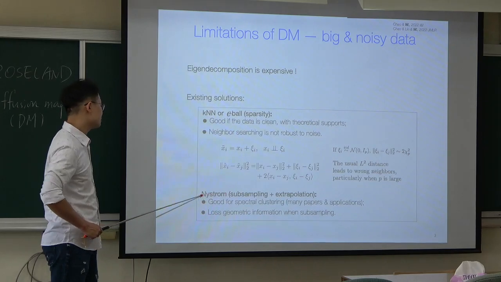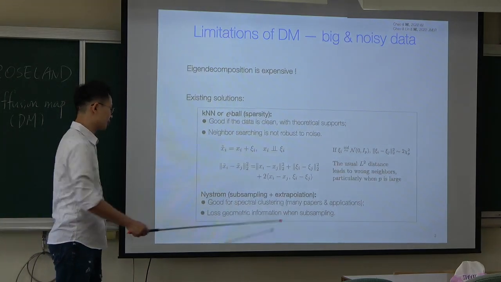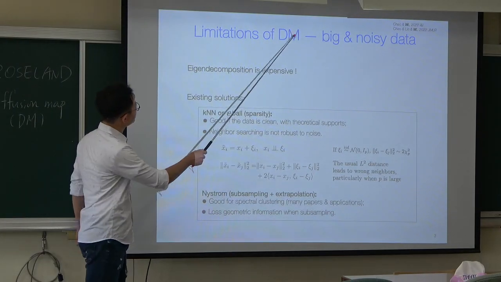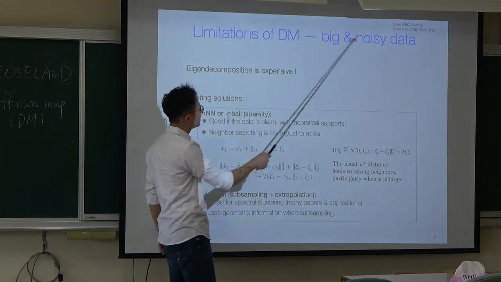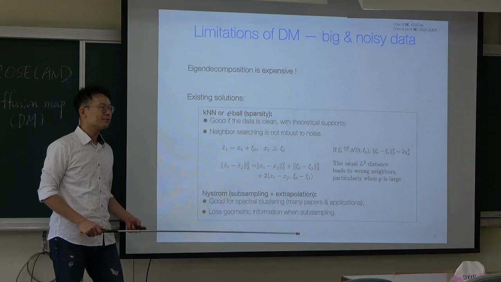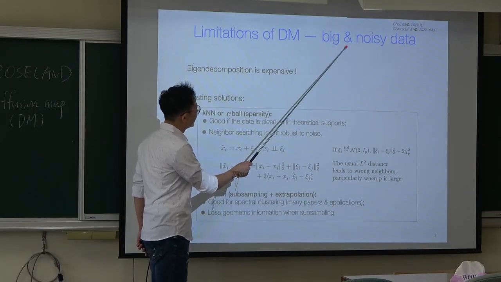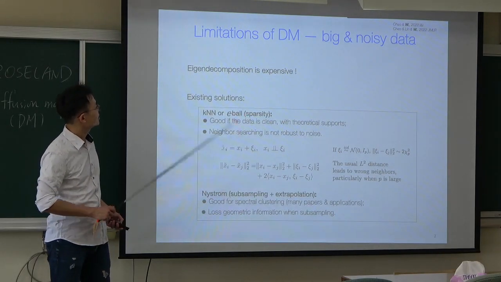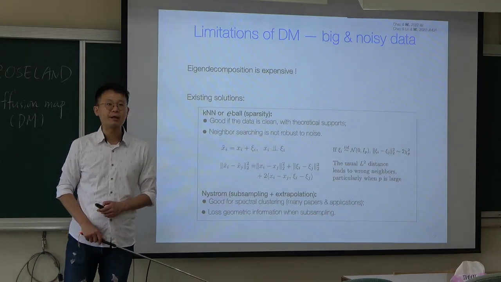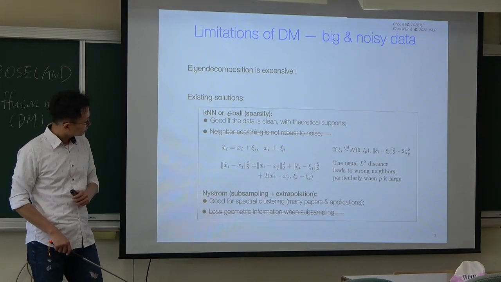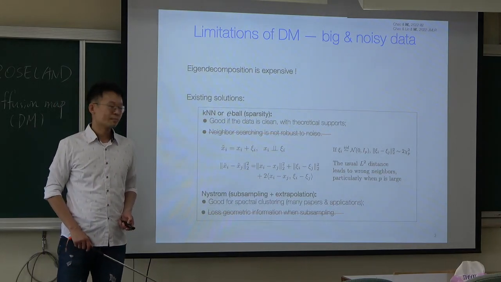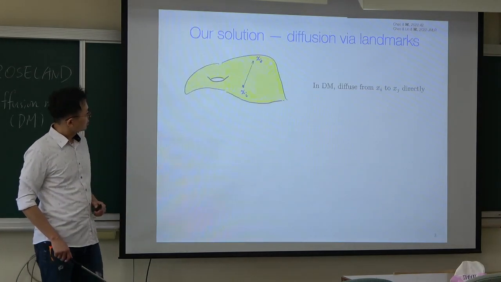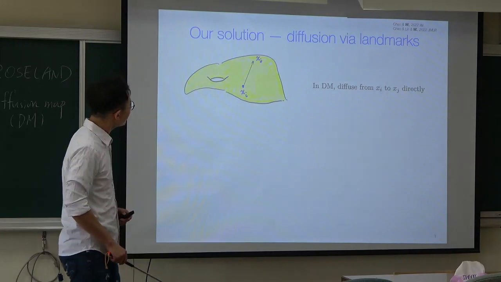Okay, and the limitation of Nystrom, as I have mentioned, is that you will lose geometric information. So our question here is, we want to use diffusion map when the data is big and noisy, but we run into a very essential challenge, that is the computational limitation. How can we speed it up? And also maybe simultaneously solve these 2 problems. Can we do it? Well, suppose we can remove these two limitations, then it's good, isn't it? Can we? The answer is yes, we may be able to do it.